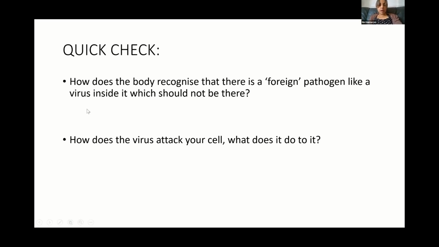Once again, the first question: how does the body recognize that there is a foreign pathogen like a virus inside it, which should not be there? And the second question: how does the virus attack your cell? What does it actually do to it? How does it actually change your cell? So I'll just give us a few moments to jot down the answers to those questions. And then we're going to move on to the second part of today, which is talking about vaccinations and how that's related to all of this in a short while.